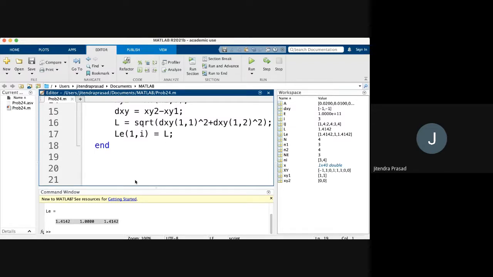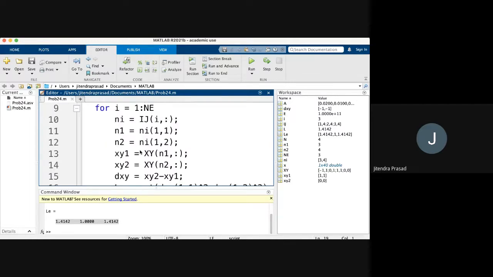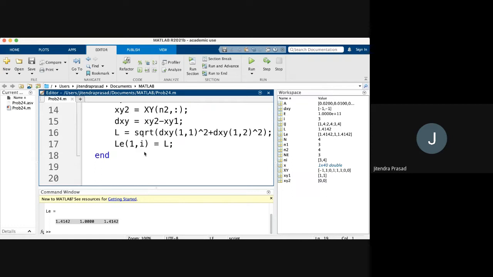Okay, so we got this now. We got the length, area, all those things. Now we have a stiffness matrix. So we have to compose. Yeah, and how we do that? Now we know that we can write again for every element. You have to compose the stiffness matrix. Yeah, so how do we do that?